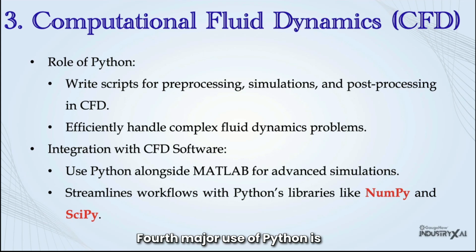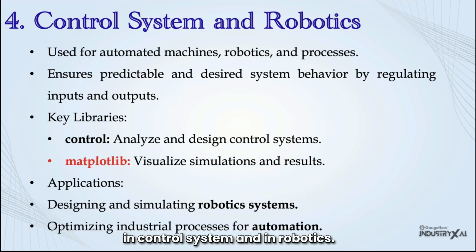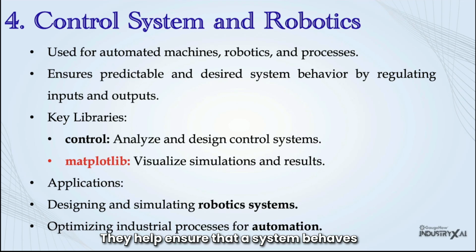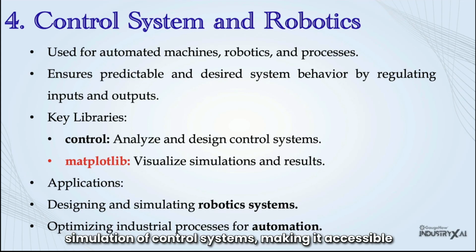The fourth major use of Python is in control systems and in robotics. Control systems are essential in mechanical engineering for designing automated machines, robotics, and processes. They help ensure that a system behaves in a predictable and desired manner by regulating its inputs and outputs. Python, with its robust libraries like control and matplotlib, simplifies the analysis, design, and simulation of control systems, making it accessible even to those with minimal programming experience.